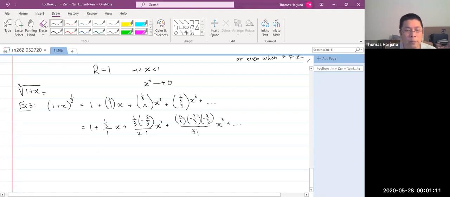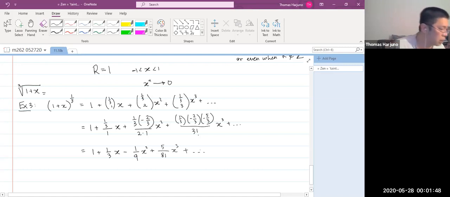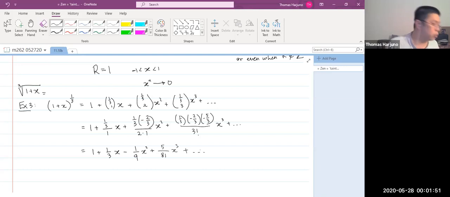So this is 1 plus 1/3 x minus 1/9 x squared plus, what is this, 27, 81, so over 81, and on the top I have 5, and on. Okay, now that's the binomial expansion for 1 plus x to the power of 1/3.